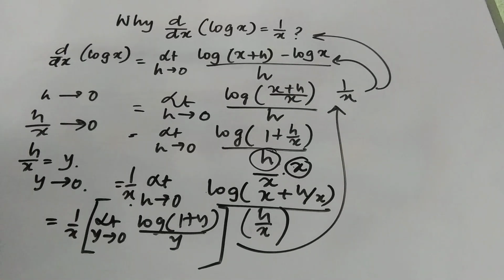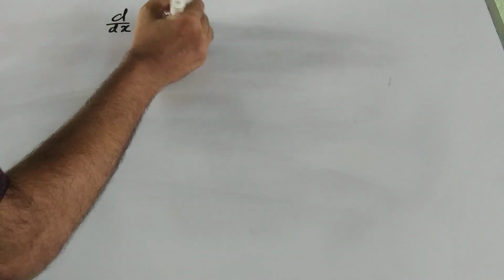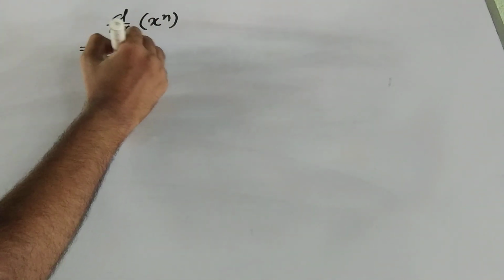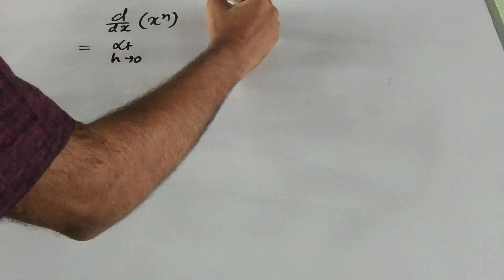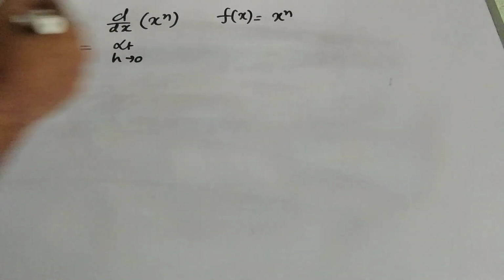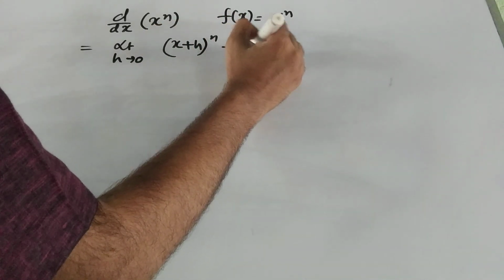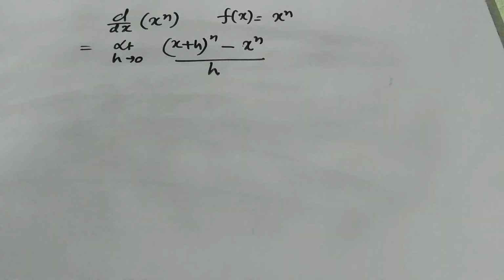This is number 1. Secondly, I am going to the second problem that I have shown in the beginning of this video. What is that? By first principle or using limits, I have to prove that d/dx of x to the power n equals n x to the power n minus 1. Now from definition it is limit h tends to 0 of f of x plus h minus f of x, divided by h. If f of x I can write as x to the power n, then obviously f of x plus h will be x plus h whole to the power n, minus x to the power n, whole divided by h.